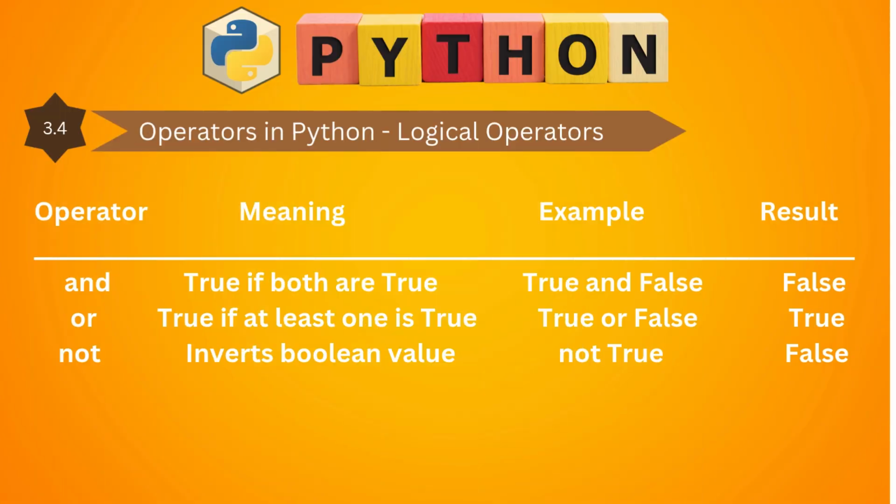We will move on to logical operators. And, or, not are the logical operators. The result will be either true or false. And is true if both are true. Or is true if at least one is true. Not inverts the Boolean value: if you give true, then false will come. I will show you by example later.